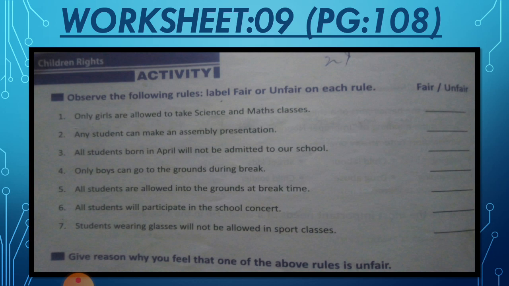Number 6. All students will participate in the school concert. This is unfair because if all the students are participants of a school concert, who will enjoy the concert and who will see the concert? Number 7. Students wearing glasses will not be allowed in the sport classes. This is fair. No student can be allowed in sports classes while wearing glasses.